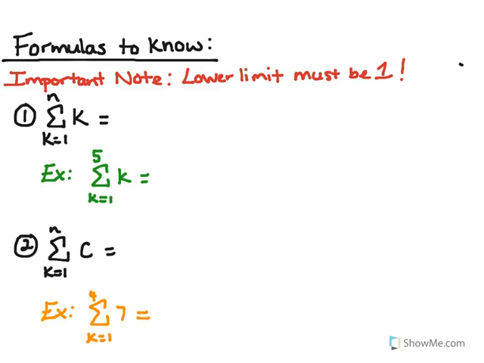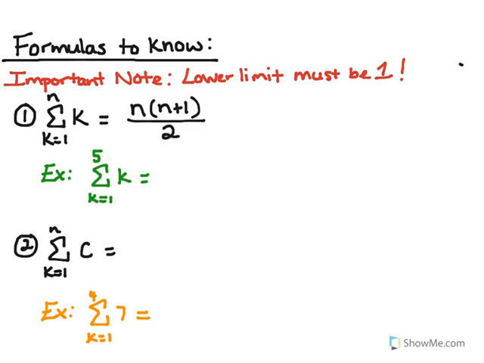So the summation for k equals 1 to n for just the letter k is equal to n times n plus 1 divided by 2. So that's our first formula. An example of this would be a summation from k equals 1 to 5 of just k. The answer here should come out to about 15. Let's see if we can do it using the formula, though.